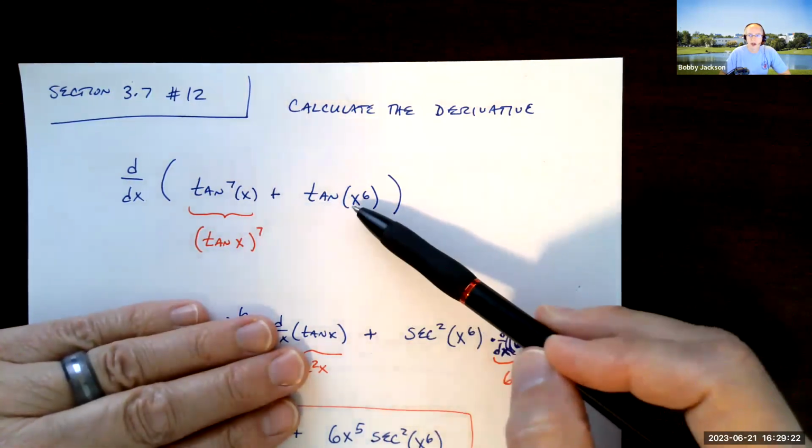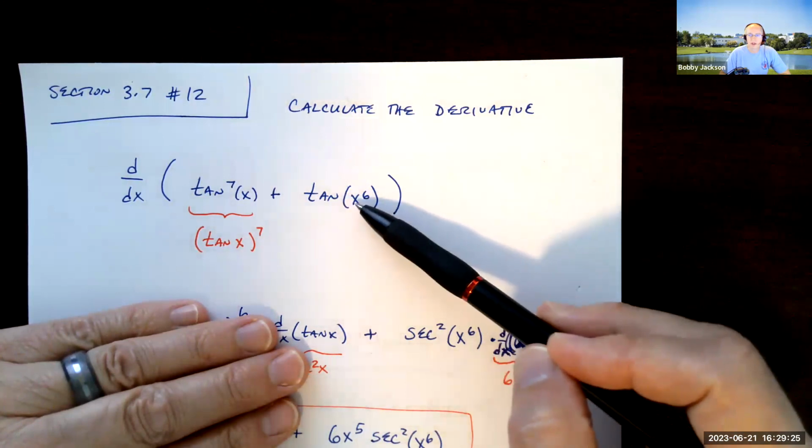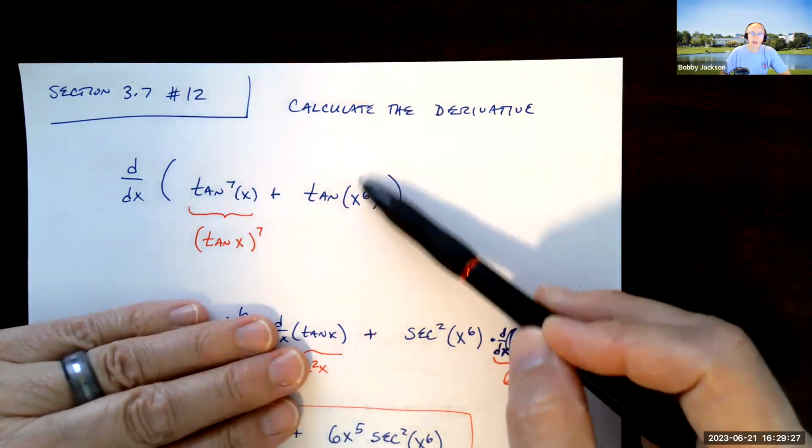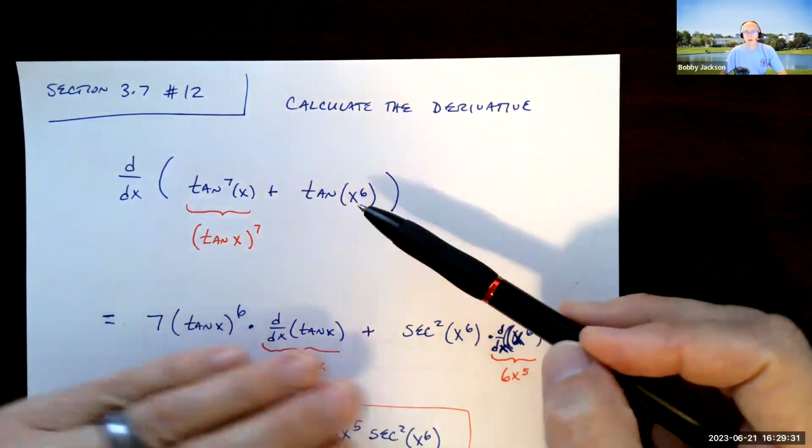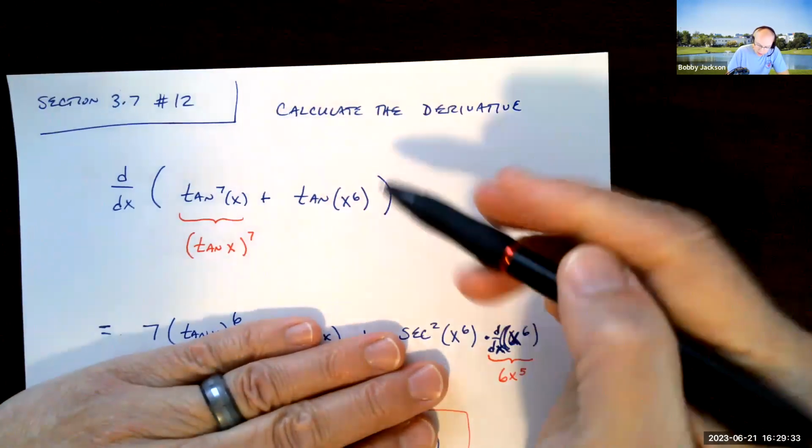And this is tangent of x to the sixth. Notice here, I take x and raise it to the sixth power, and then plug that into the tangent function. So what do we've got going on here? We've got chain rule, right?